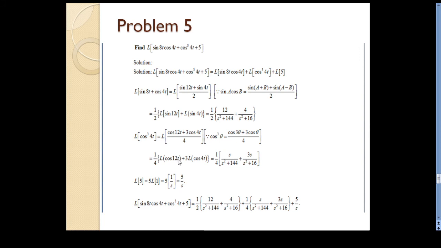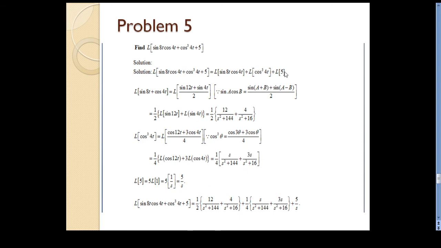And L of cos at is nothing but s by s square plus a square, that is s by s square plus 144. And here it is 3s by s square plus 16. Here by using cos at formula, here also I am using cos at formula, where a is 12 and here a is 4.